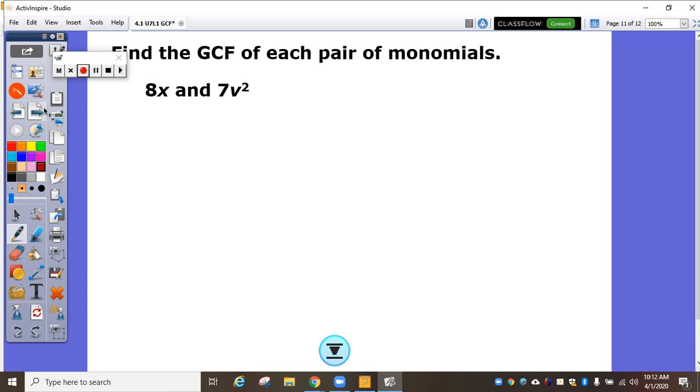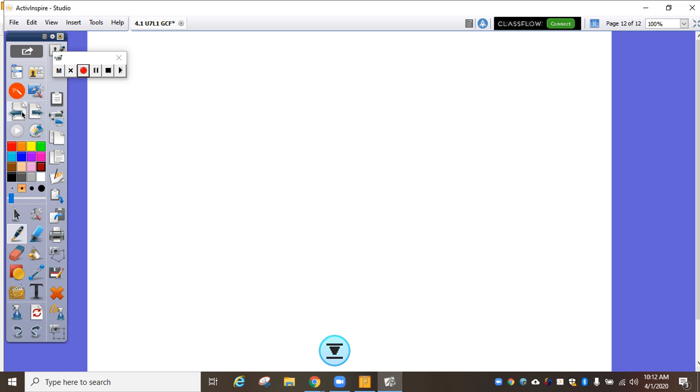All right. Same thing here. 8 and 7, my largest common factor between the two of them is 1. I have an x here, but no x here, so I don't have an x as a common factor. I have a y here, but I don't have a y here, so I do not have a common factor. So my greatest common factor between 8x and 7y squared is just going to be 1. All right? And that wraps us up here.